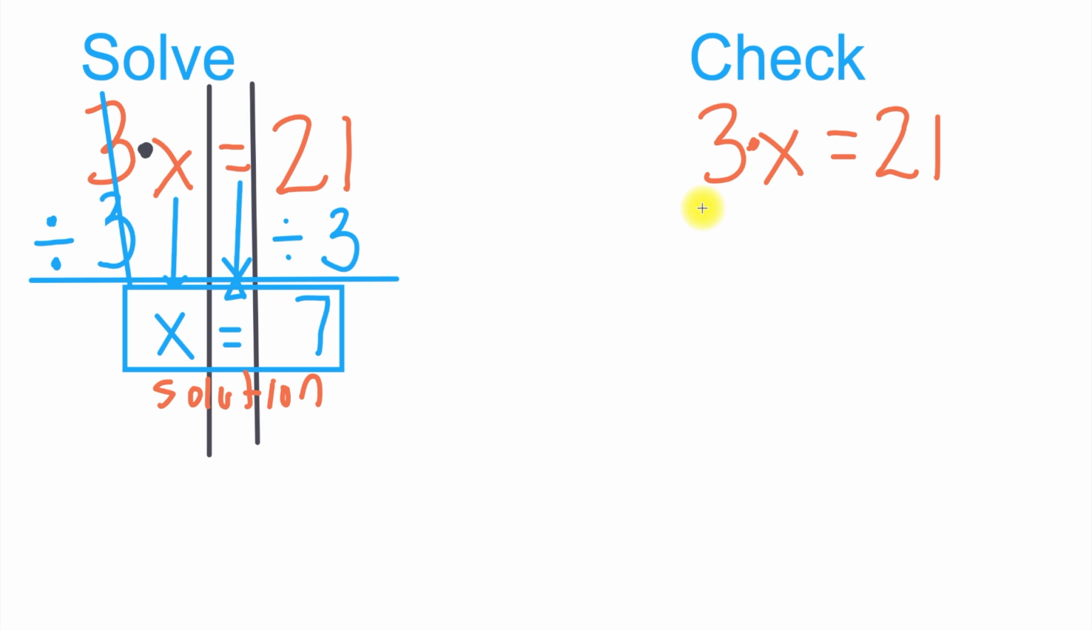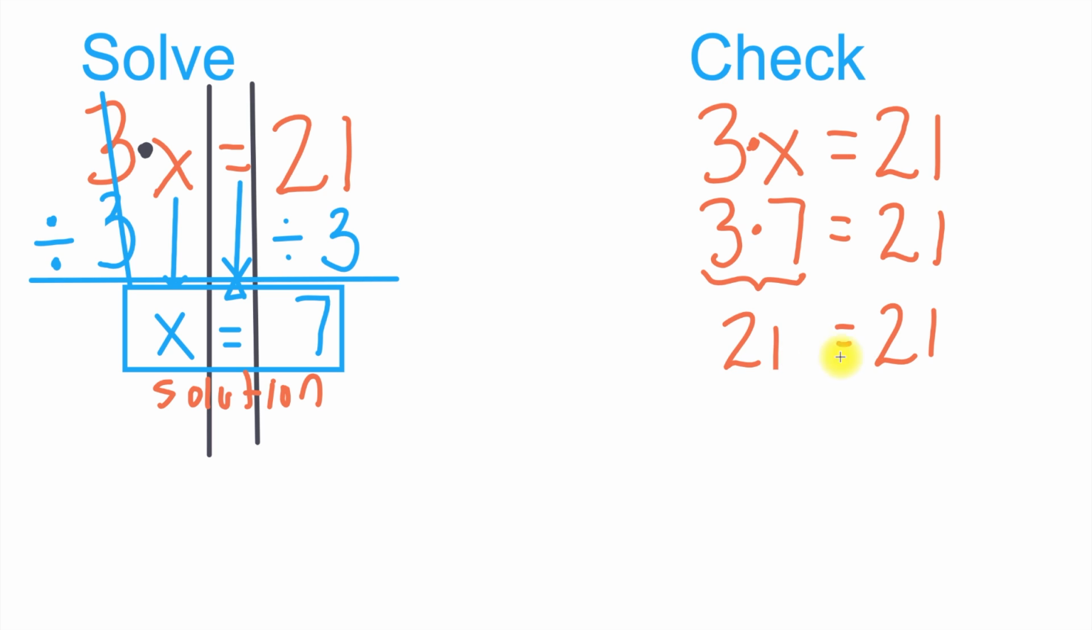So now I've got 3 times my value for x, which is 7, equals 21. And 3 times 7 is in fact 21. So 21, that's the left side of my equal sign. This is my right side of my equal sign. They match, and therefore this answer and this solution is absolutely correct.